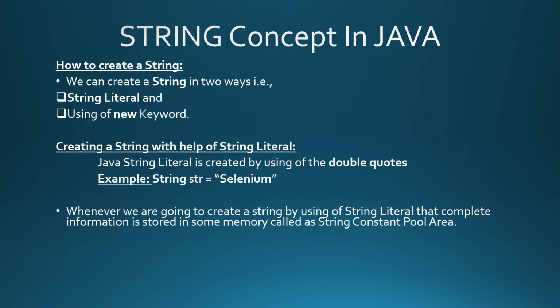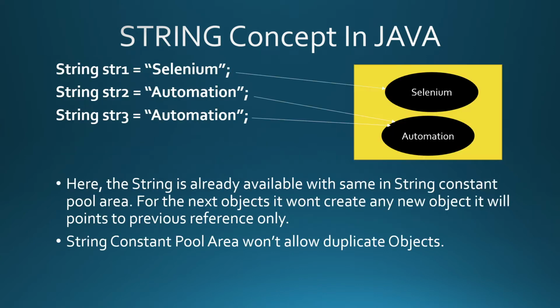Whenever we create a string with the help of the string literal concept, that complete information is stored in a memory called the string constant pool area. I will show you with an example also.